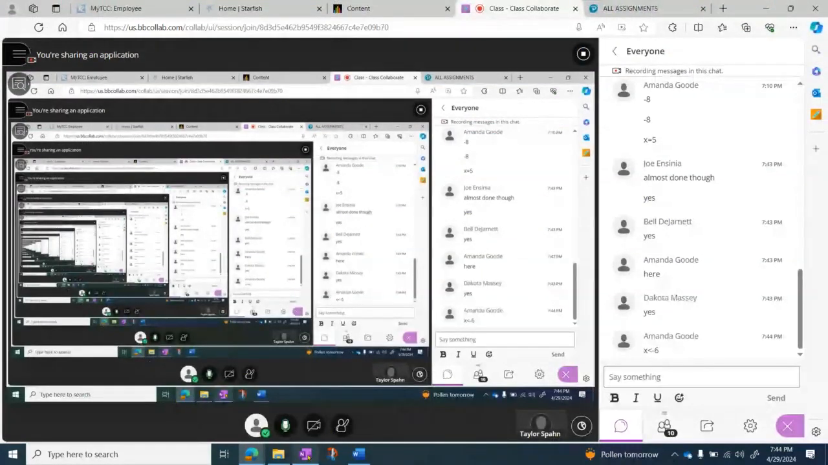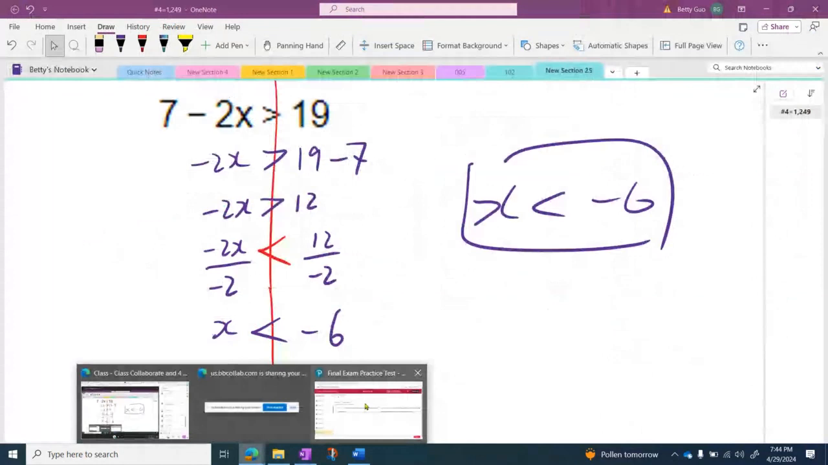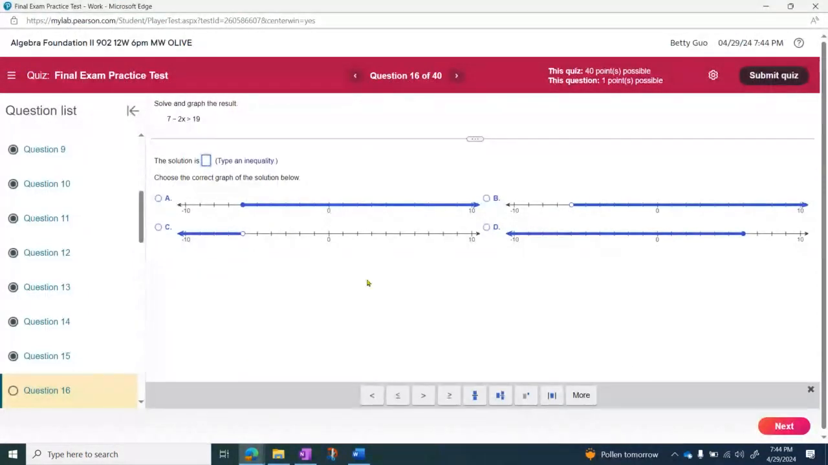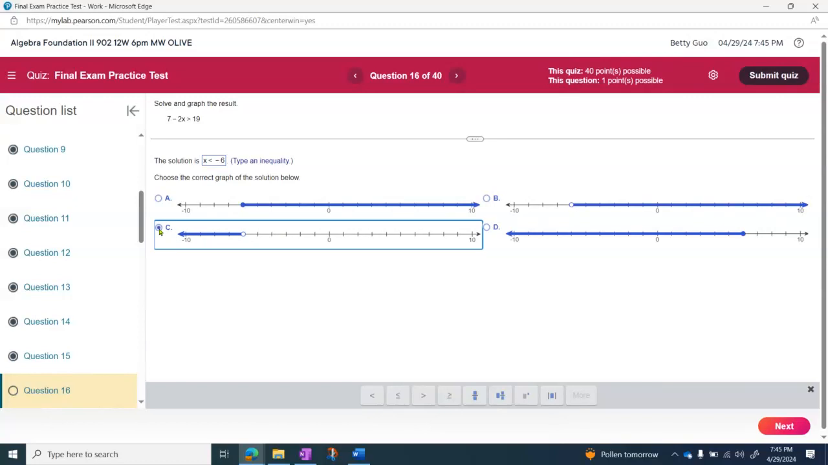Awesome. Thank you, Amanda. Let's enter the answer. The solution, type an inequality: x is less than -6. Choose the correct graph of the solution below. Less than, so it's going to be to the left of -6. To the left of -6. This is 1, 2, 3, 4, 5, 6. It's going to be C.